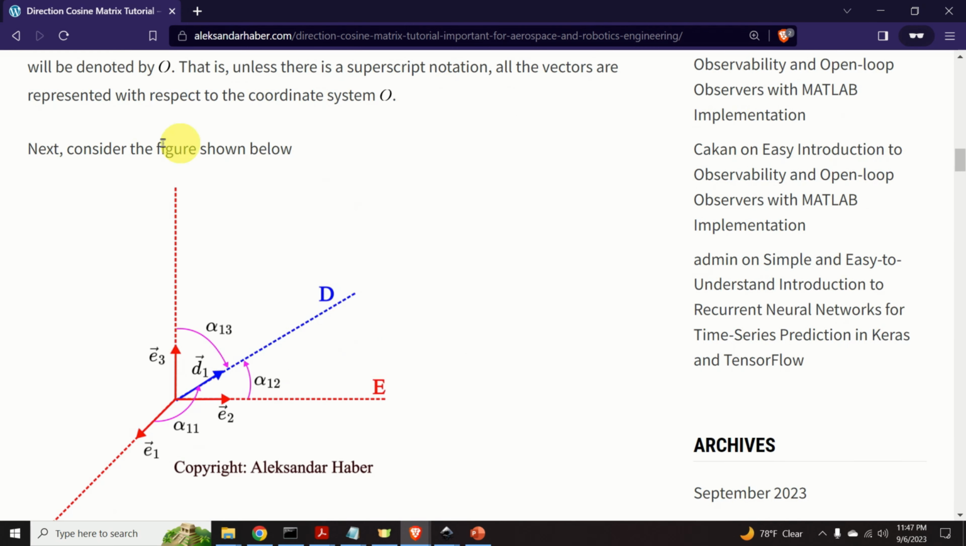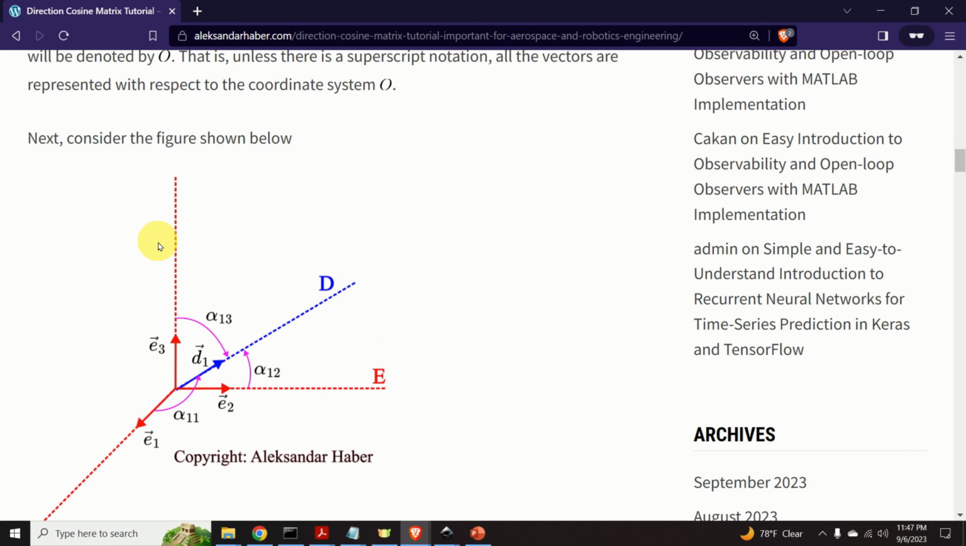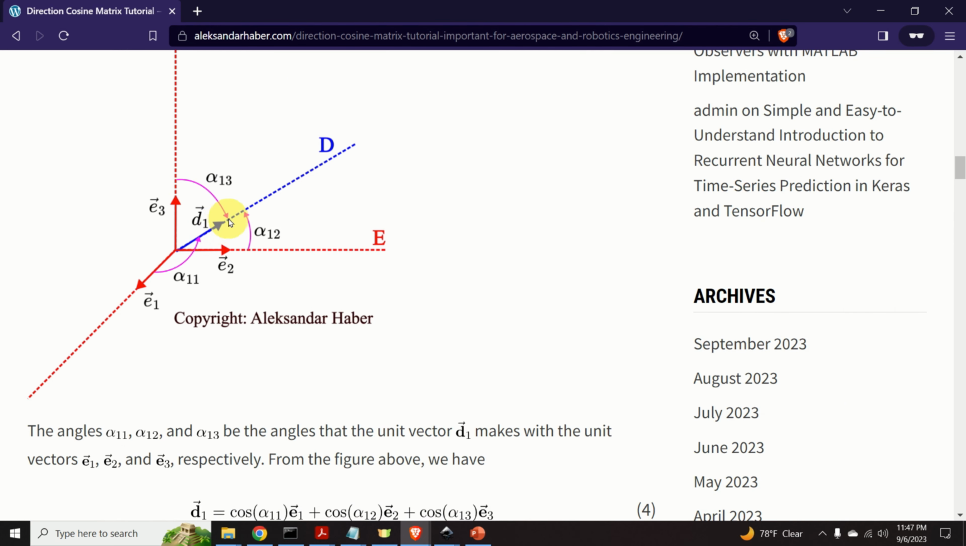Next, let us consider this figure. Over here, we see the unit vector D1 and we see the angle that this unit vector makes with E1, E2, and E3 unit vectors. These angles are alpha 1,1. This is the angle that D1 makes with E1. Then we have alpha 1,2. This is the angle that D1 makes with E2. And we have alpha 1,3. This is the angle that D1 makes with E3.